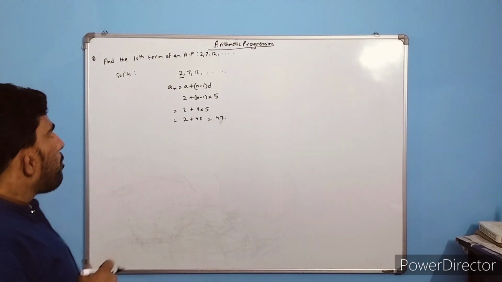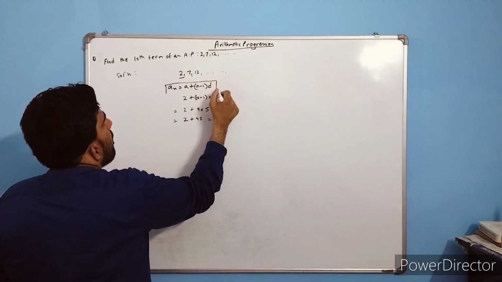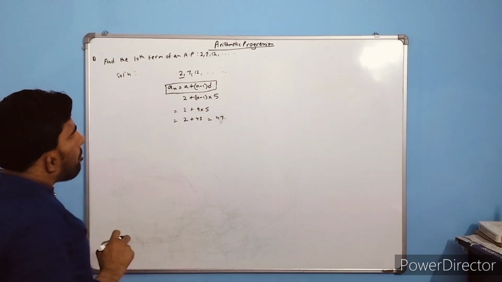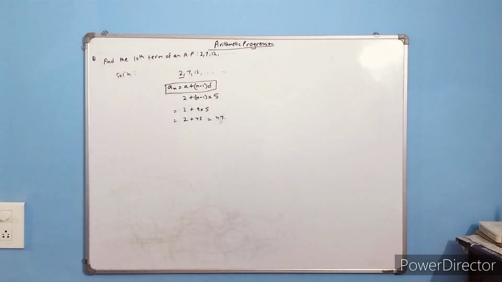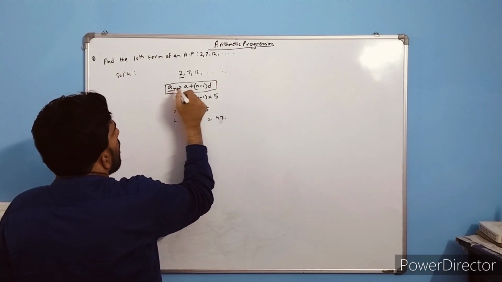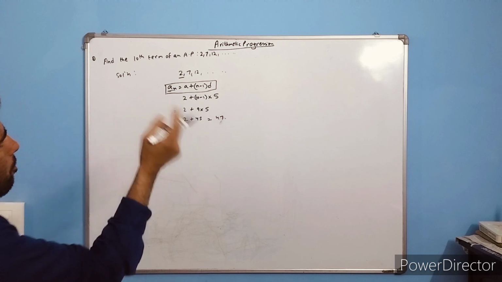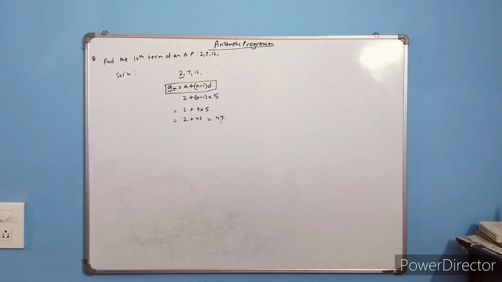So it may be the first term, second term, third term. By using this formula, we can easily find the number of terms. Here an is the last term, n is the number of terms. So we'll solve more numericals now.